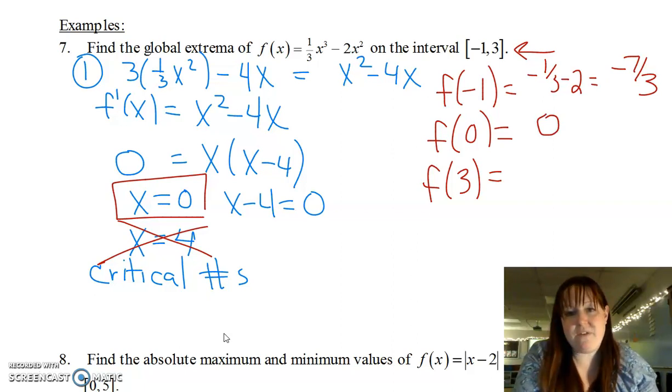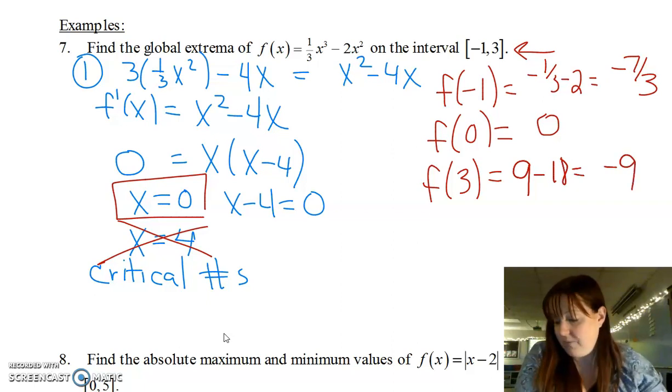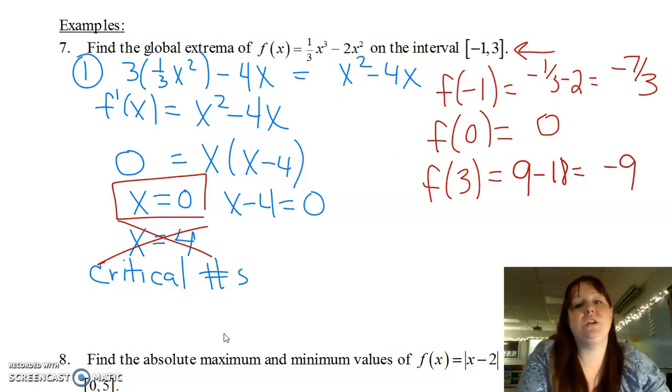And then f of 3 is 3 cubed divided by 3, which is just 3 squared. So that's 9. 9 minus 3 squared, which is 9 times 2, which is 18. So this is -9.